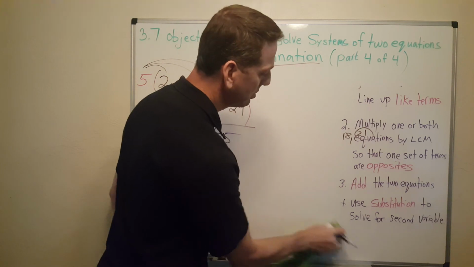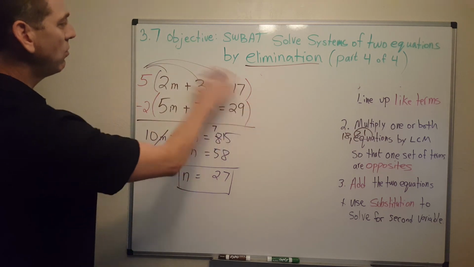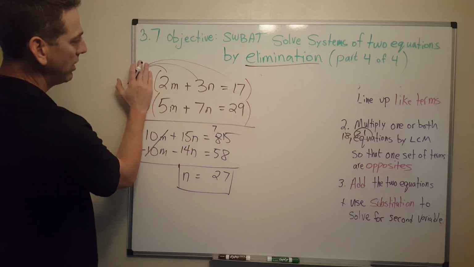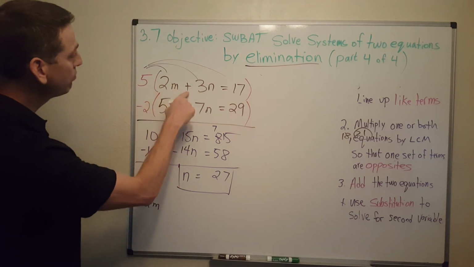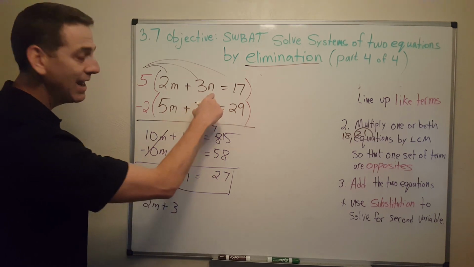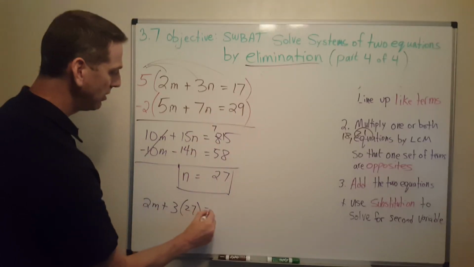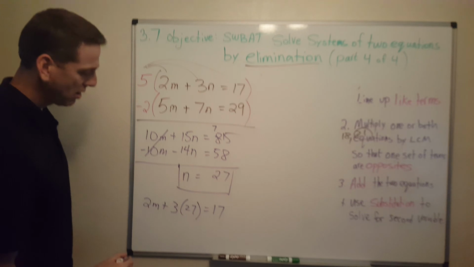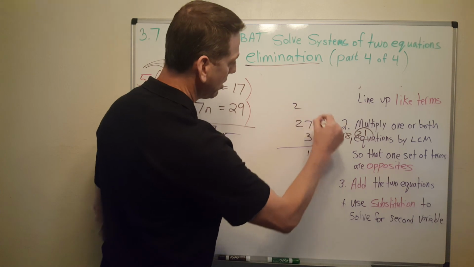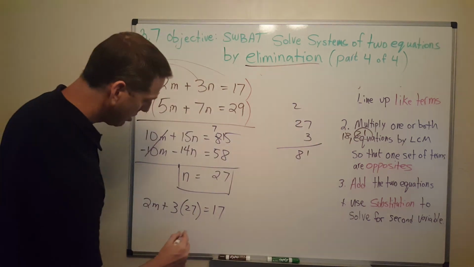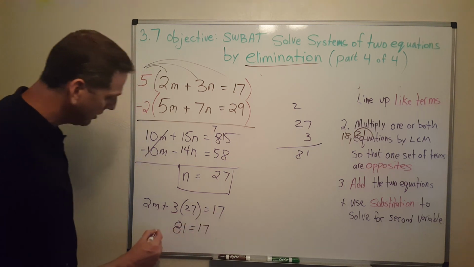Let's use substitution. All right, substitution to solve for m. So I can use either one of these. I'm going to go ahead and use the top one without the 5, right? So I'm going to go 2m plus 3n. What's n? 27. Equals 17. All right, 3 times 27 is 81. So I got 2m plus 81 equals 17.